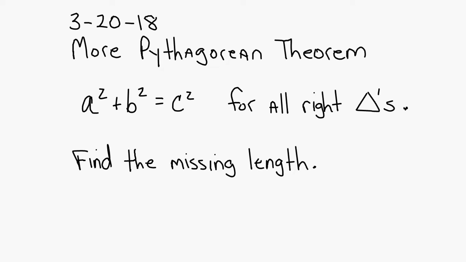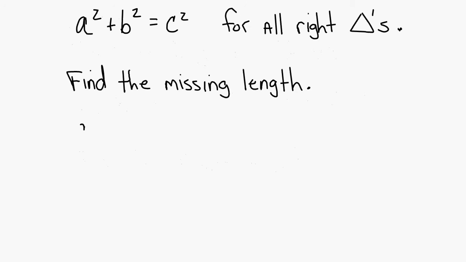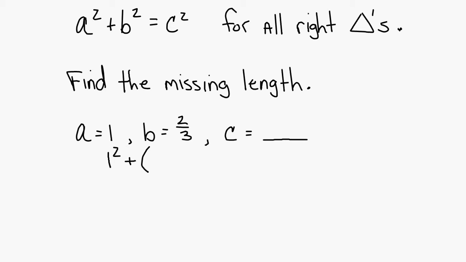if you're given that A is equal to 1 and that B is equal to 2/3, obviously you're looking for C. So you've already got the information, so you're going to substitute. All right, so in this case, 1 squared plus 2/3 squared equals C squared.